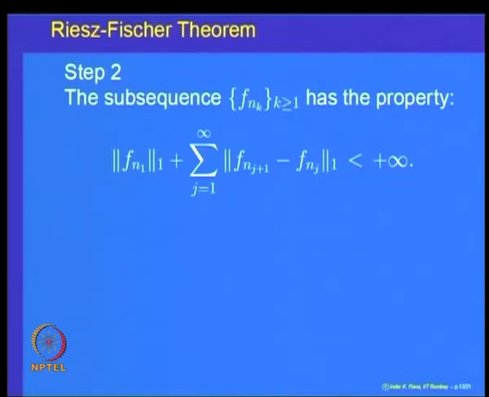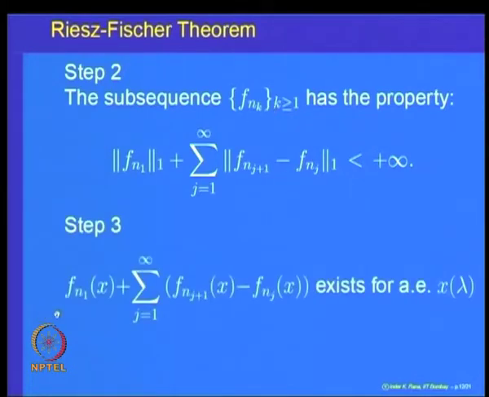So, as step 3, as a next step, I want to conclude that if I look at the corresponding functions f_{n_1}(x) plus summation j = 1 to infinity of f_{n_{j+1}}(x) minus f_{n_j}(x), then this series is convergent almost everywhere. Okay. That follows precisely from the series form of the Lebesgue dominated convergence theorem.